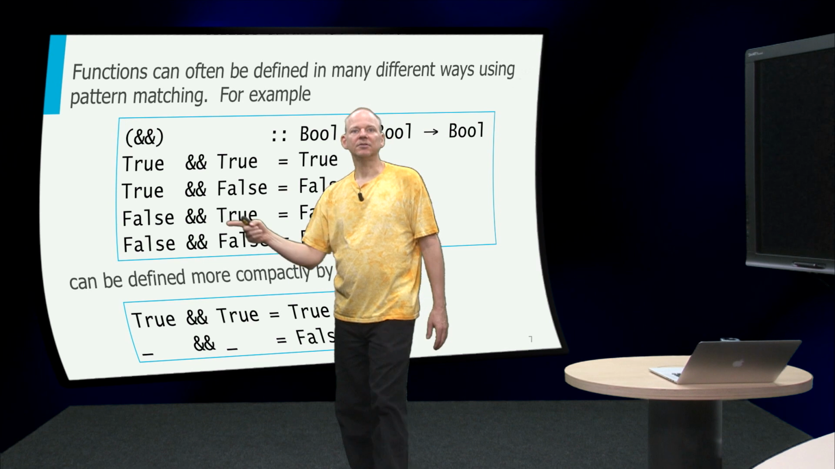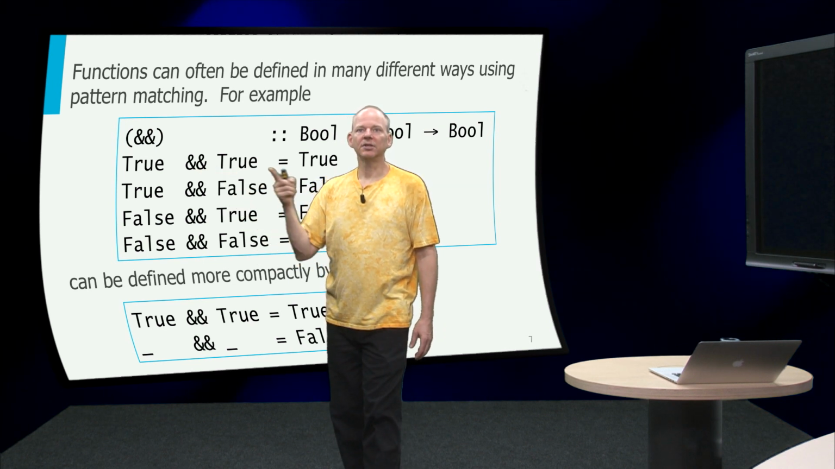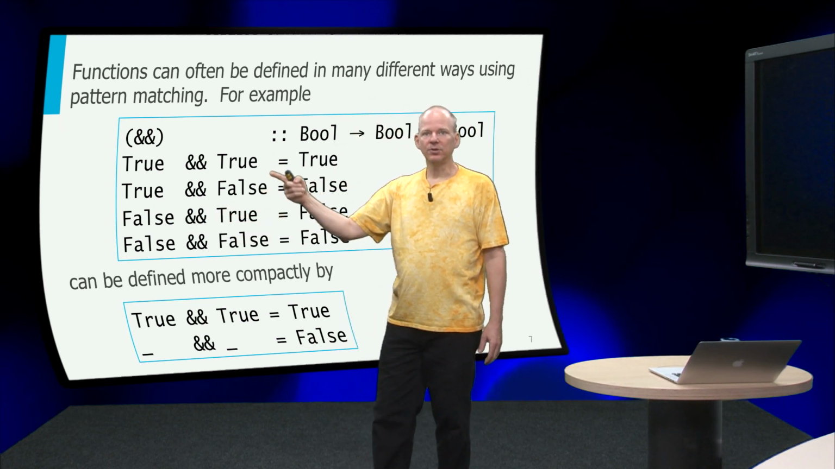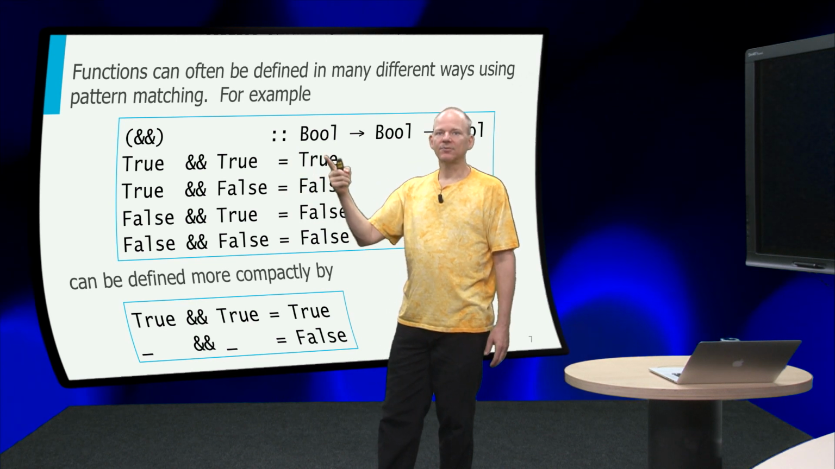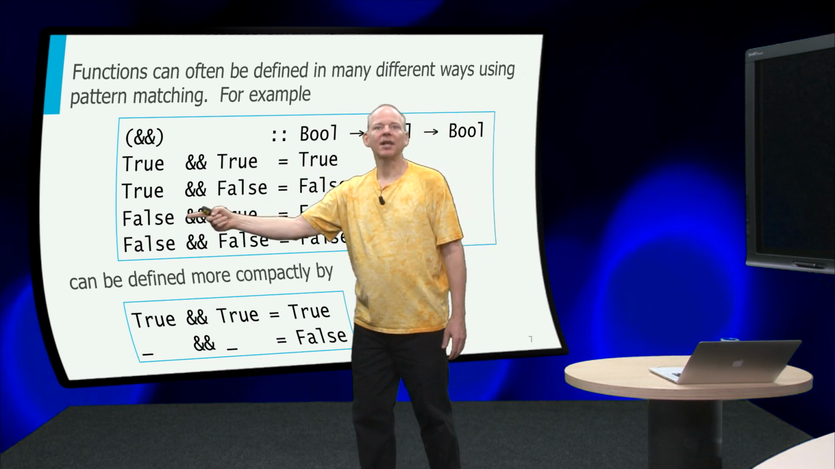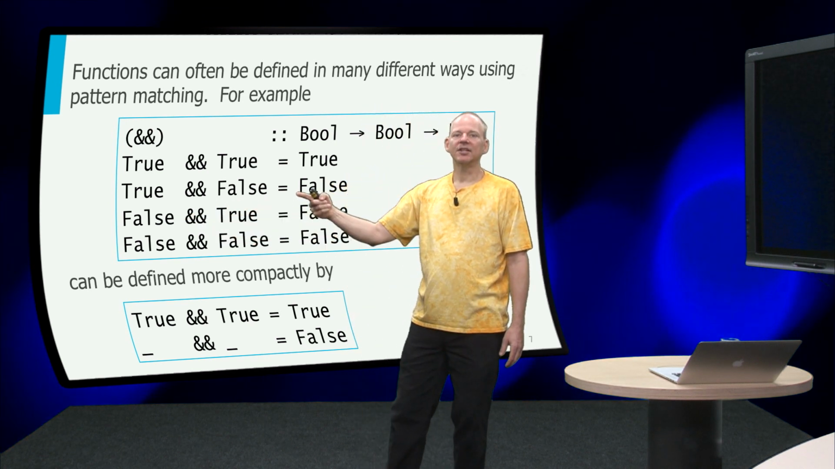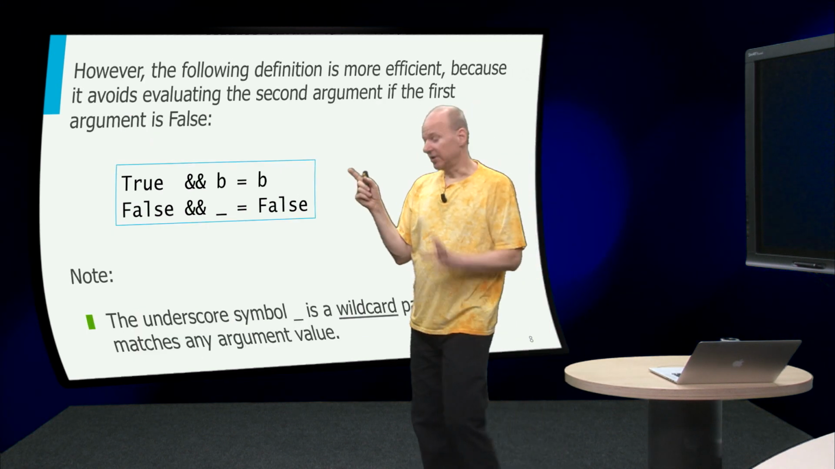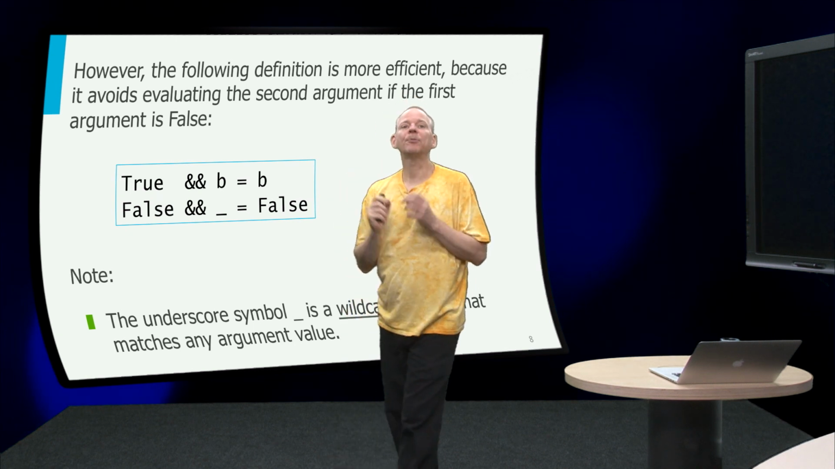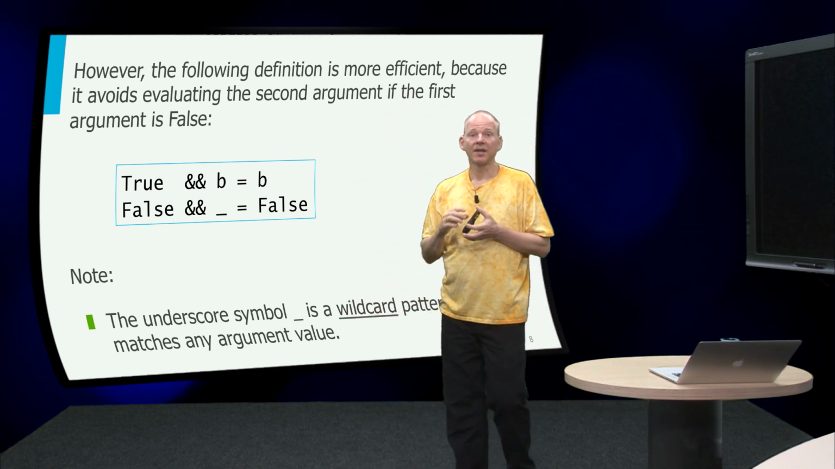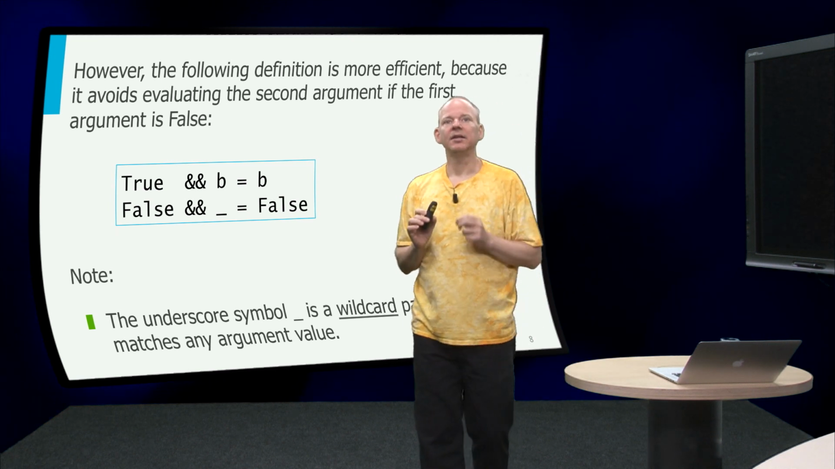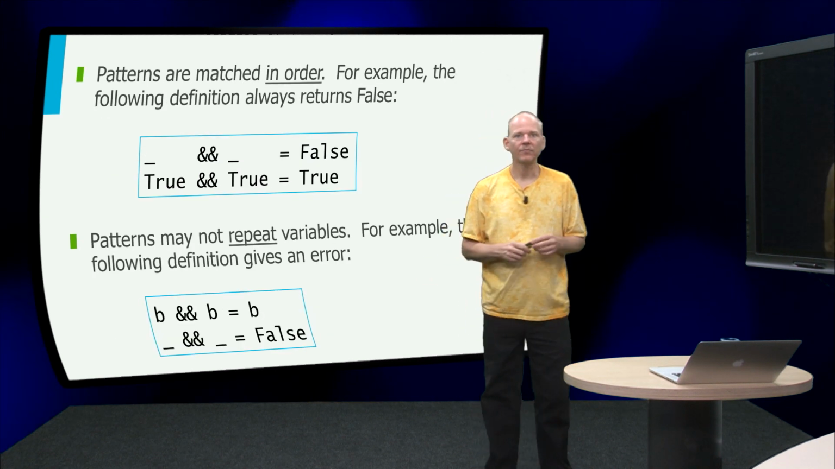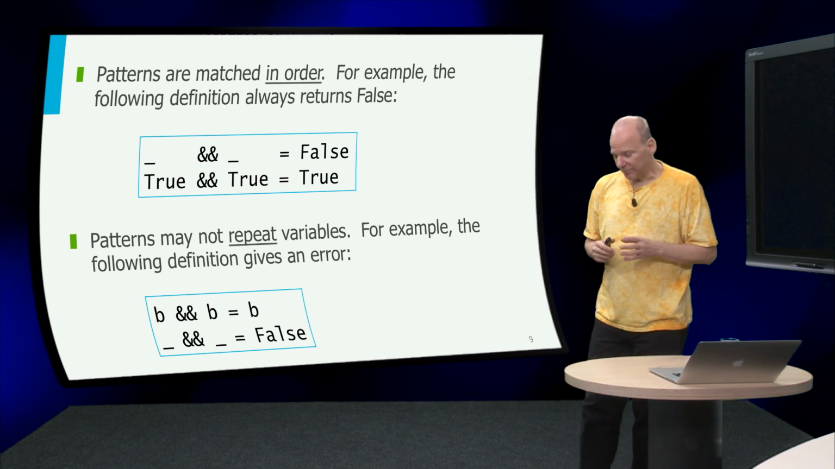So let's see if this is true. True and true equals true. True and false equals false. So true and whatever is whatever was there. And if it's false on the left-hand side, it doesn't matter what's here on the right-hand side, it's always false. So this is actually the most optimal definition of AND, because it only evaluates the first argument as necessary.